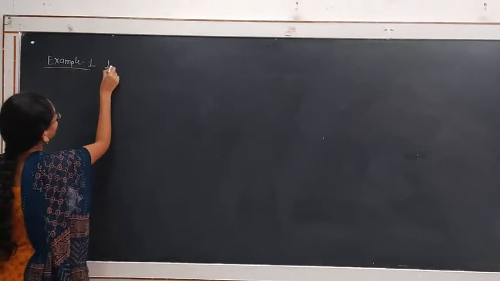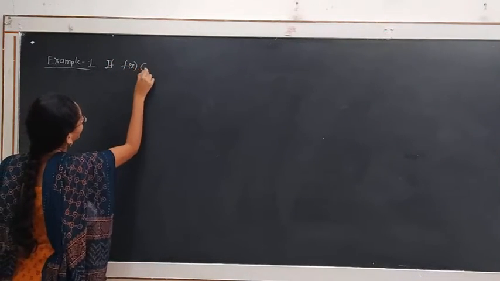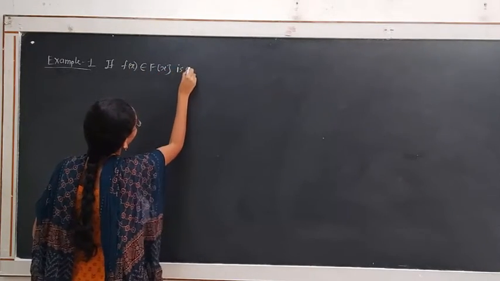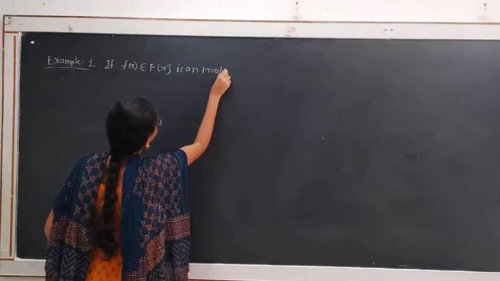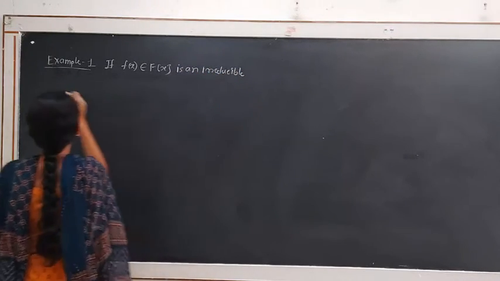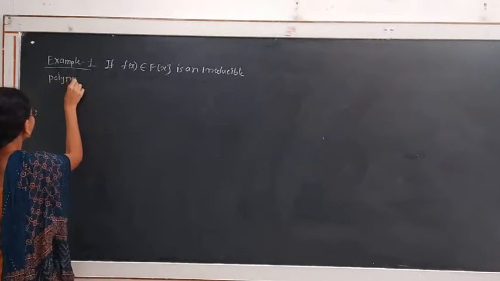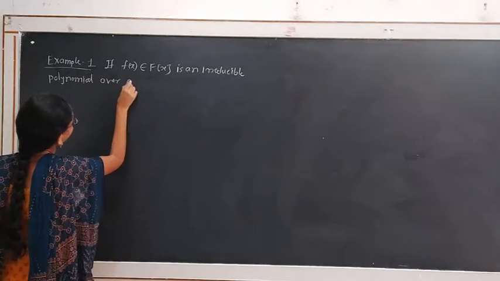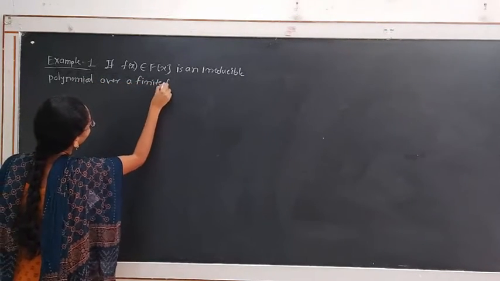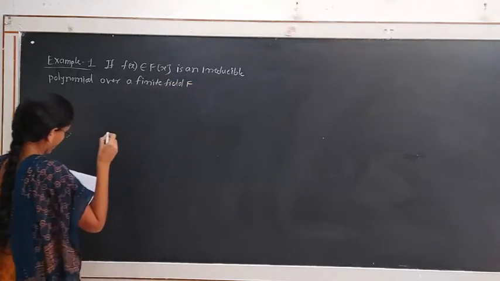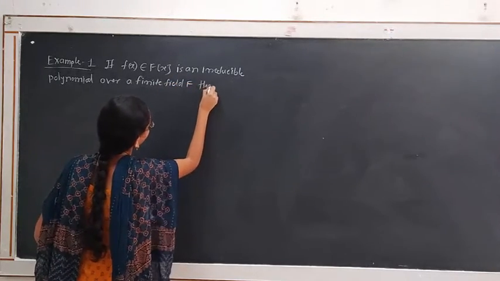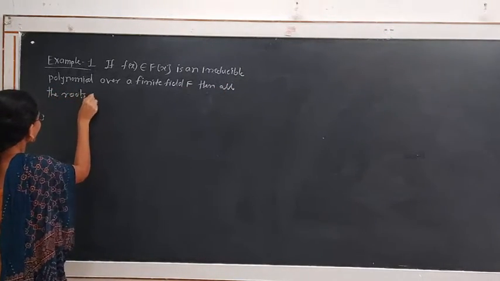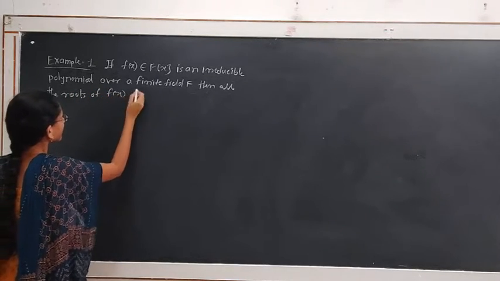If f(x) belongs to F[x] is an irreducible polynomial over a finite field F, then all the roots of f(x) are distinct.